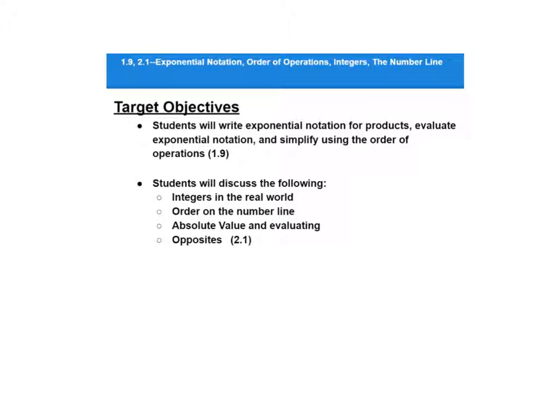So I hope this has been helpful. We've looked at the additional problems with exponential notation using order of operations. We looked at integers, how we can find them on the number line, how to find absolute value, and the opposites of numbers.